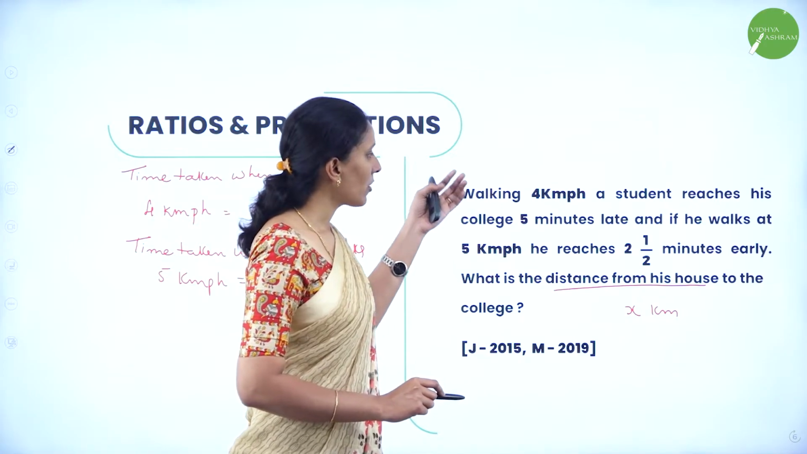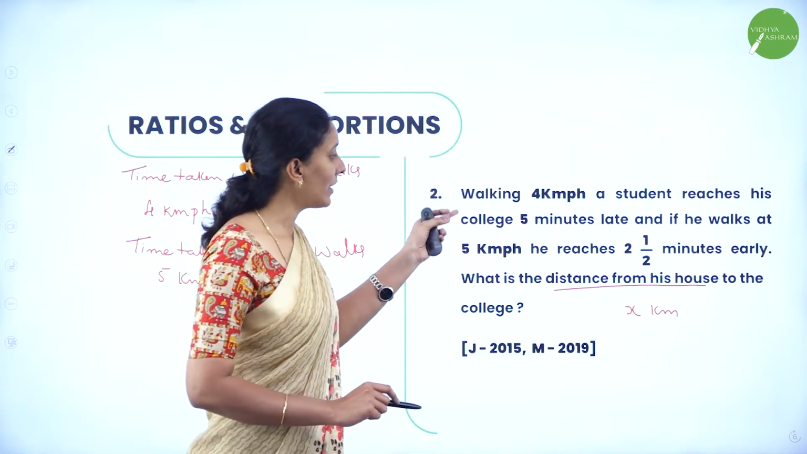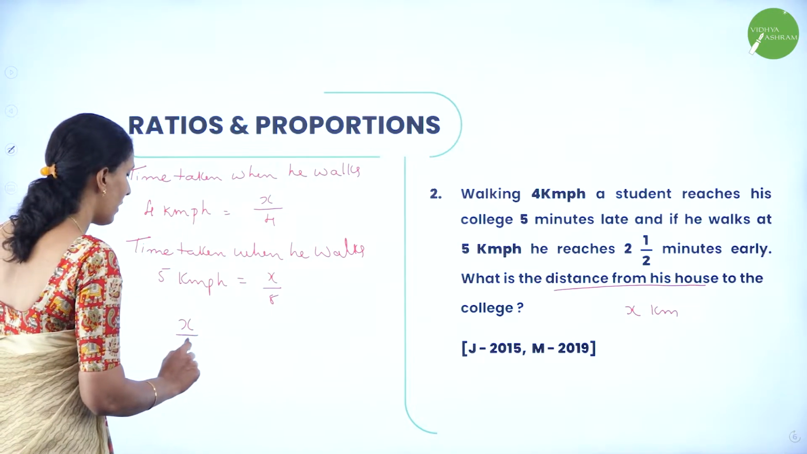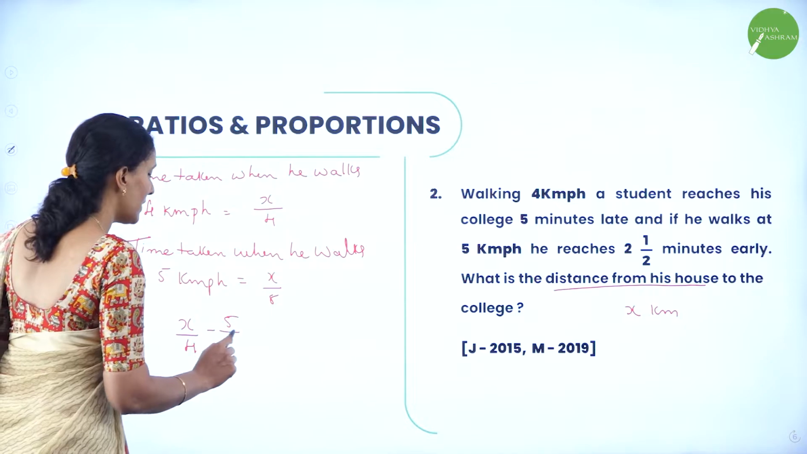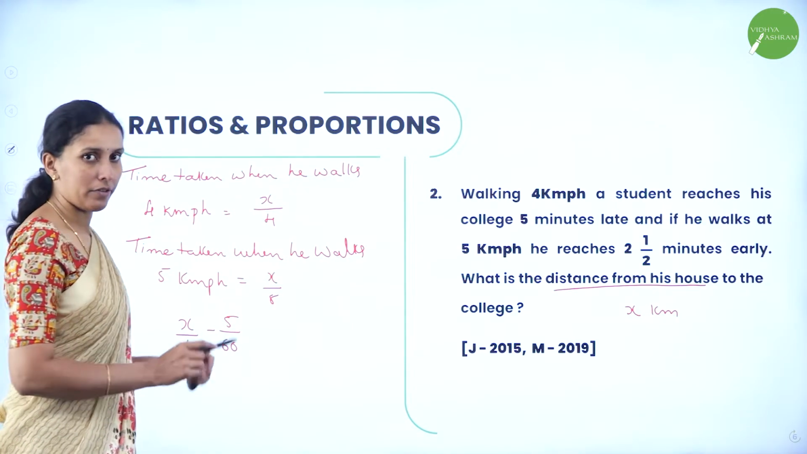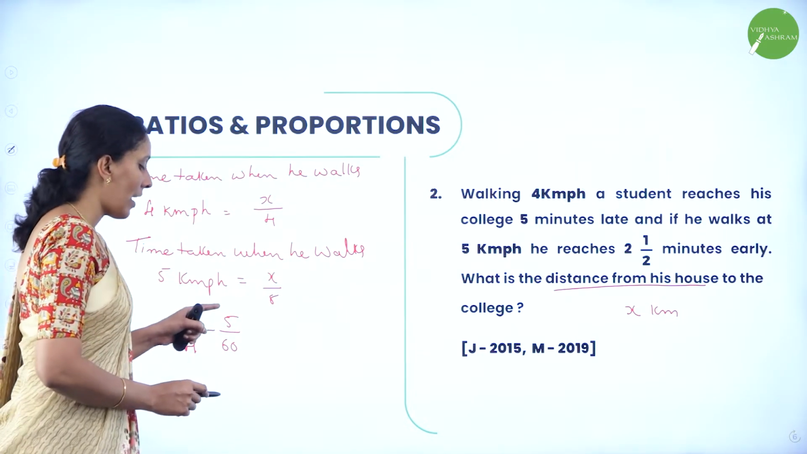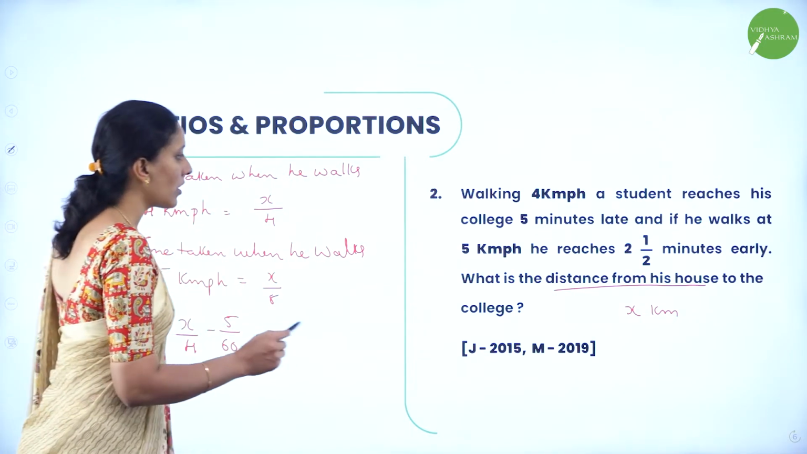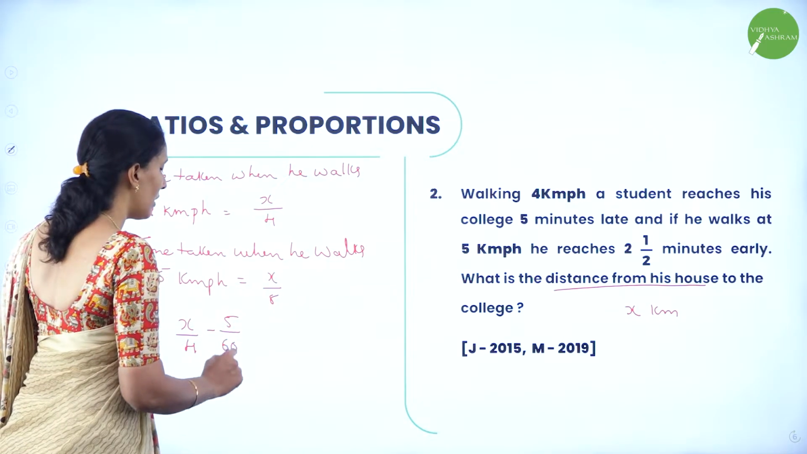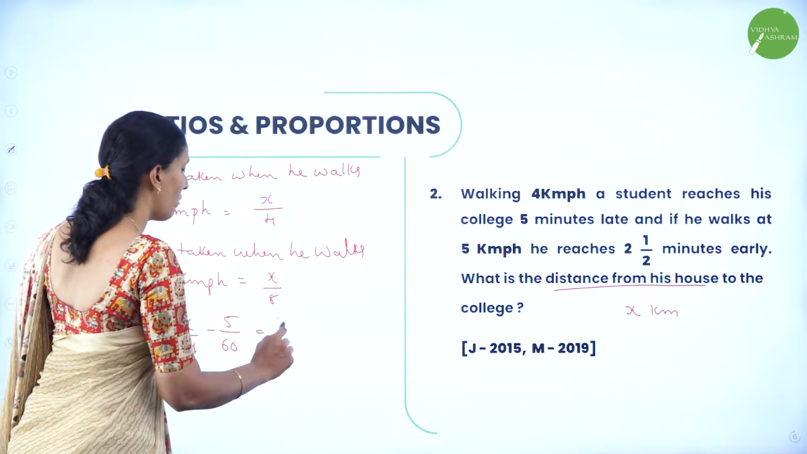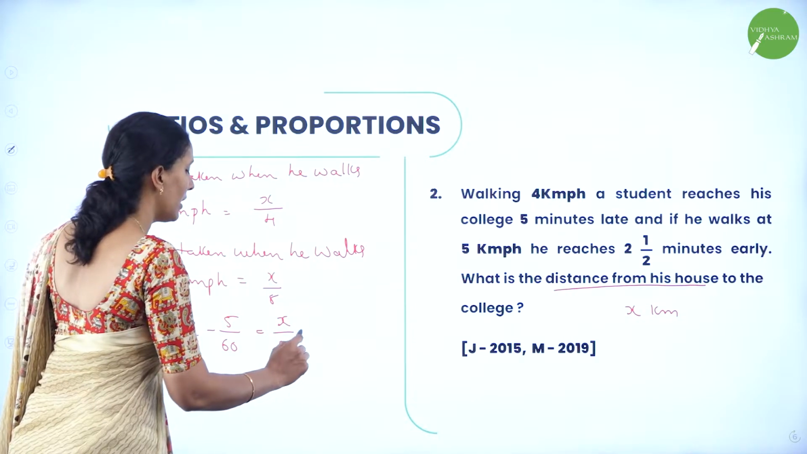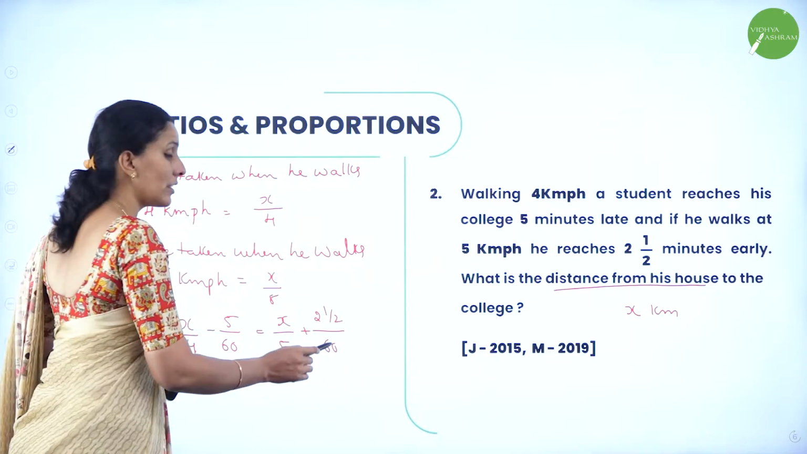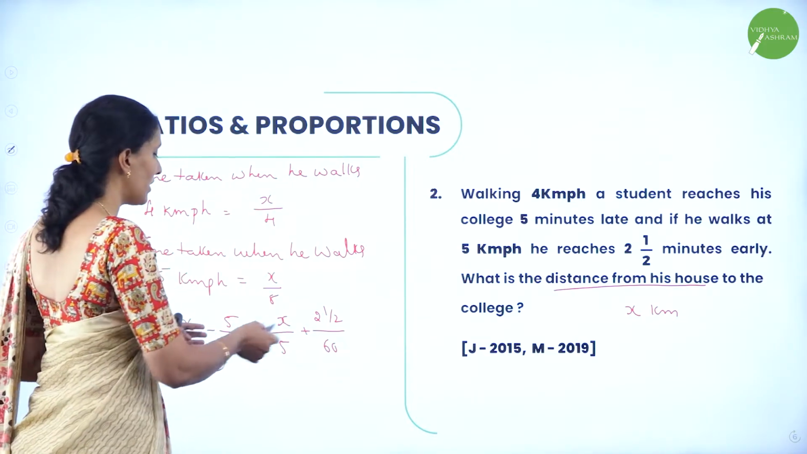In the first case, he walks 4 kilometers per hour and he will be 5 minutes late. Therefore, I can write the relation as x divided by 4 minus 5 divided by 60. Since he is late for the given time, I am putting minus, and 5 by 60 represents the minutes in hours. Now, if he walks 4 kilometers per hour, he will be late by 5 minutes. If he walks 5 kilometers per hour, he will be 2.5 minutes early. Since the distance is the same here, we can equate these two equations.